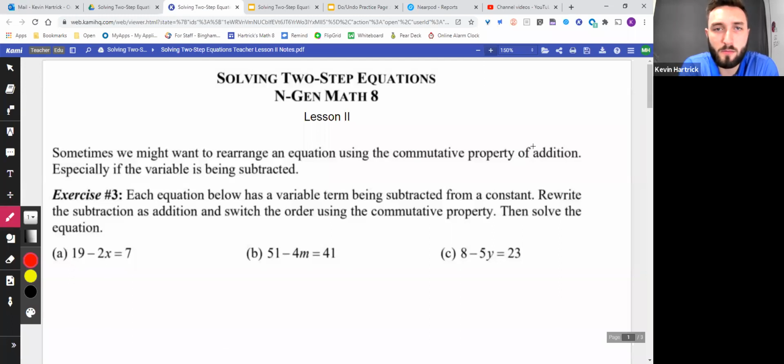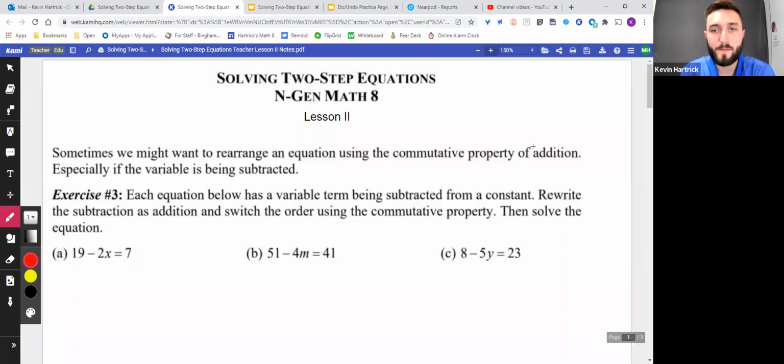All right, we're going to get into some more in-depth solving two-step equations, and hopefully you guys got the gist of it in Lesson 1. So here we go. Sometimes we might want to rearrange an equation using the commutative property of addition, especially if a variable is being subtracted.